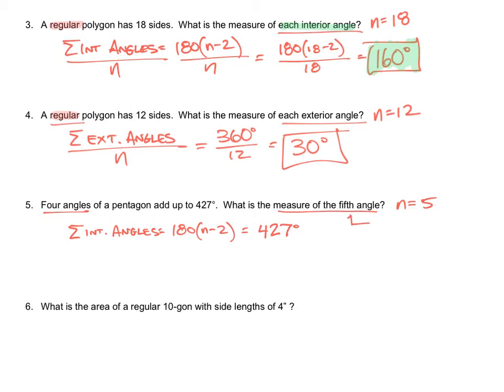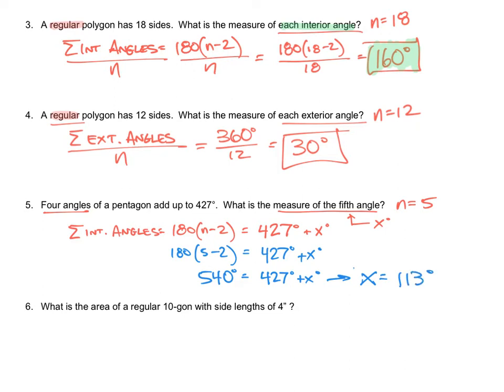Now let's just call it x. So the 4 angles plus the 5th one are going to give us our answer. Let's go ahead and substitute n equals 5 to the left-hand side. So we have 180 times 5 minus 2 is going to equal 427 degrees plus x degrees. 5 minus 2 is 3. 180 times 3 is 540. And we subtract 427 from both sides, and we get x equals 113 degrees.